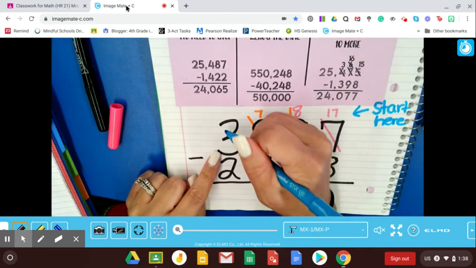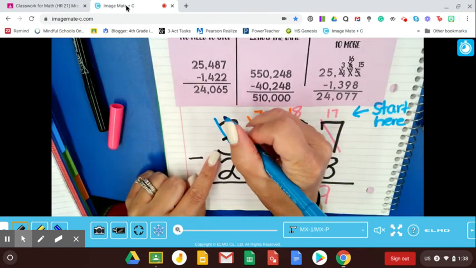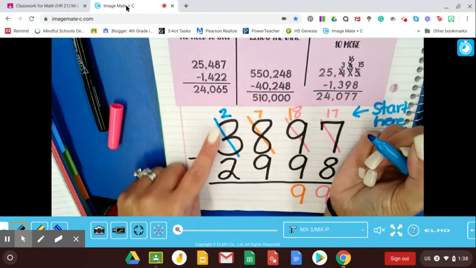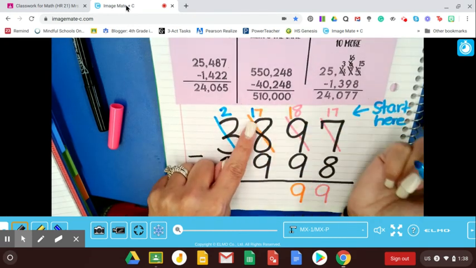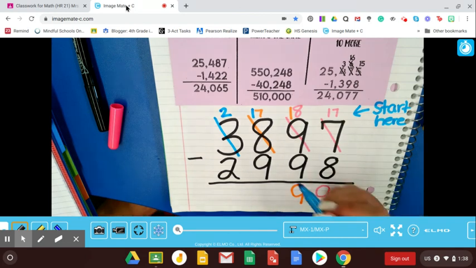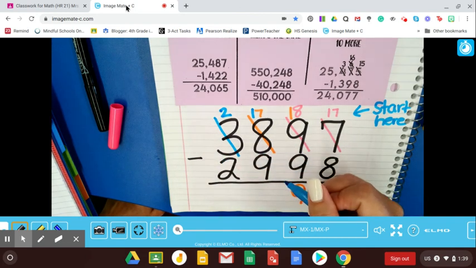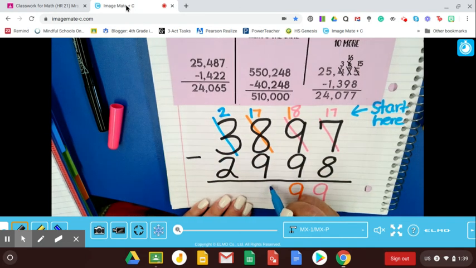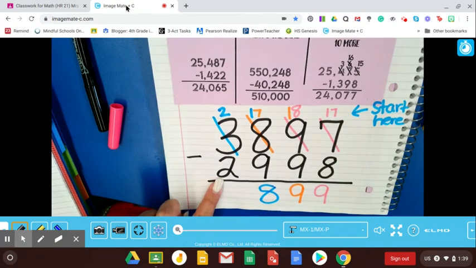So I need to go to my neighbor, the 3, and ask if I can borrow a person. Sure, sure. Leaves him with 2. The person comes over, stands in front of the 7, making it 17. 17 minus 9, can I do it? Yes, I can. The answer is 8. And then I have 2 minus 2, which is 0.